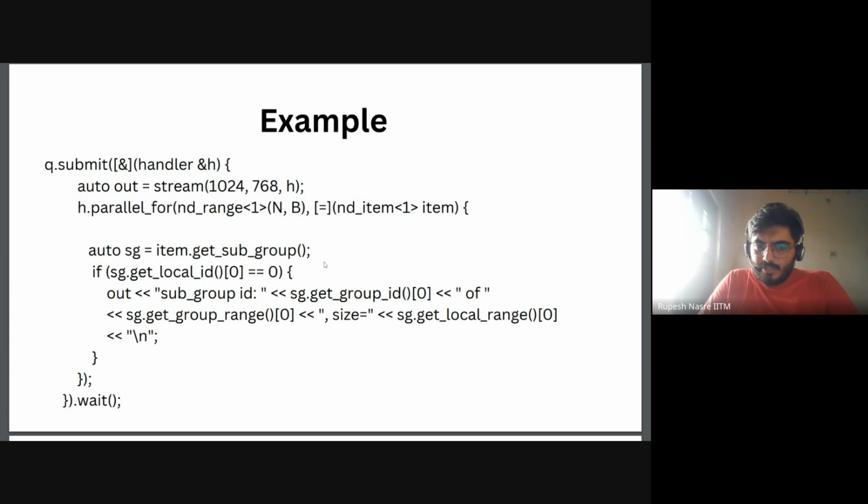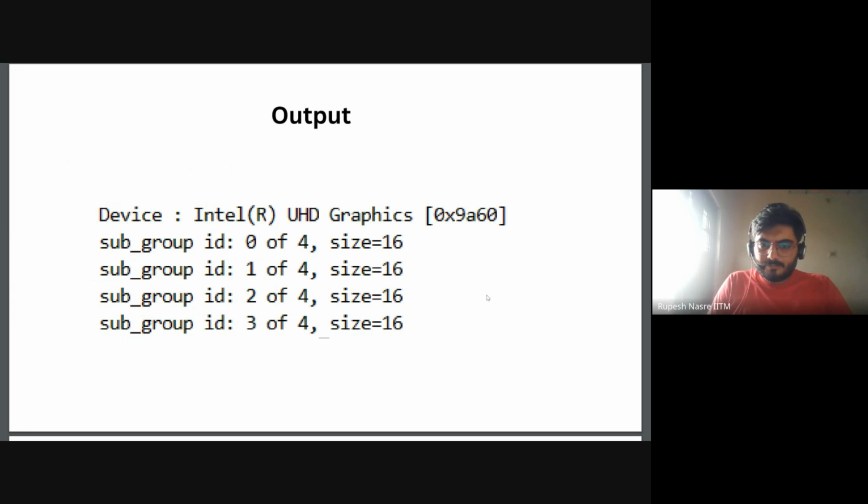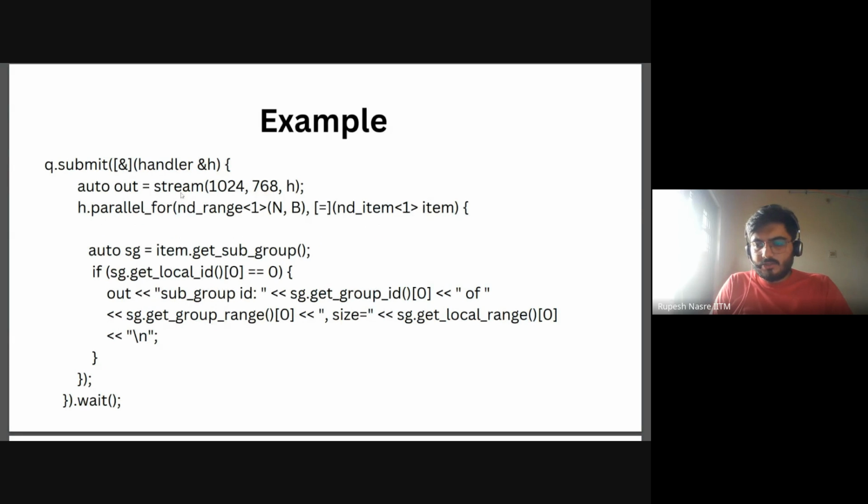Now if you want to get the subgroup, we have to first get it. What this does is item.get_subgroup. This will get a subgroup interface, a class object of sorts. From this sg, you can get its group id, its group range. So group range is, the subgroup is of 32 size, 16 size, then its local range and so on. This is the result which I had got using this concept.